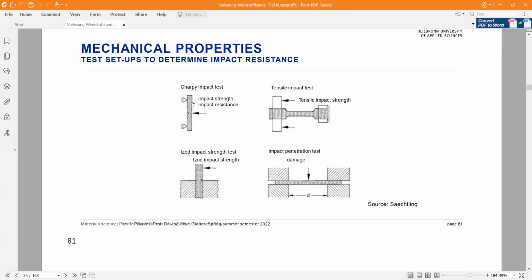And the sample is held at two points, and we apply here strengths and smooth tensile impact tests. We have tensile impact stress. Each gets from this holding base the Izod impact strength tests.